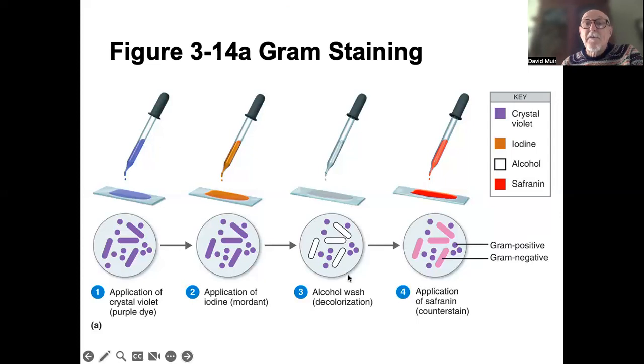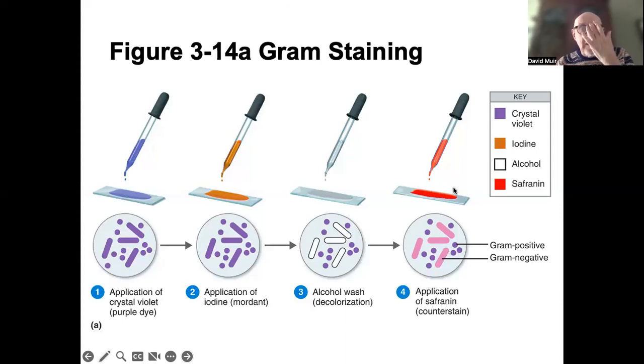So you rinse with the alcohol wash, and once you've done that, you stain again with another generalized stain called safranin. And if a cell stains with safranin, it turns bright pink. So we have two colors that we've used. We've used deep purple. It actually turns a blue-black color once you've added the iodine. And then we have the safranin color.